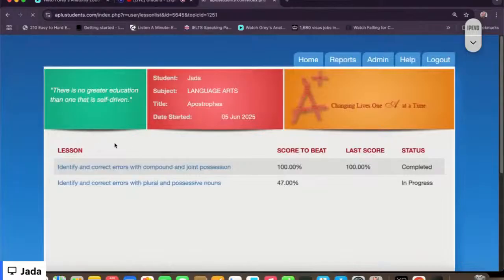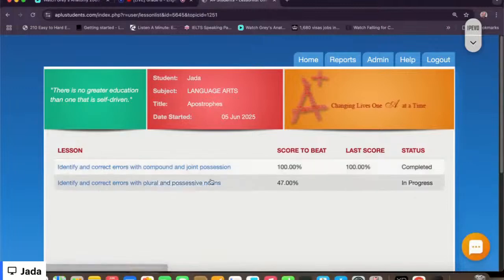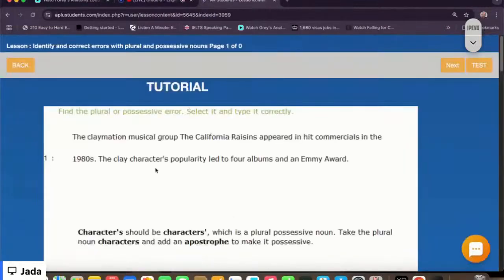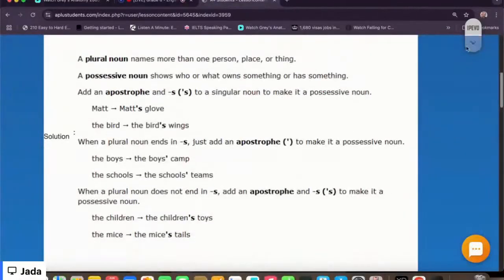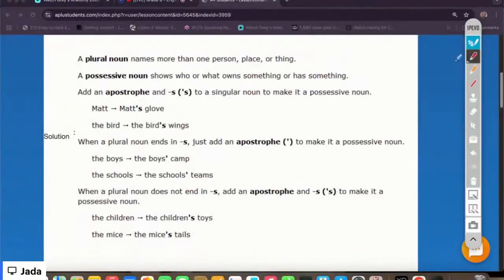We'll move on to the next one, which is identify and correct errors with plural and possessive nouns. All right, so a plural noun names more than one person, place, or thing. So plural just names more than one.